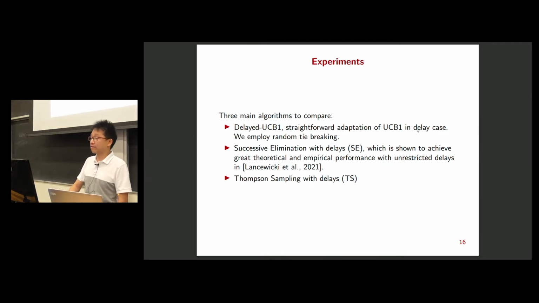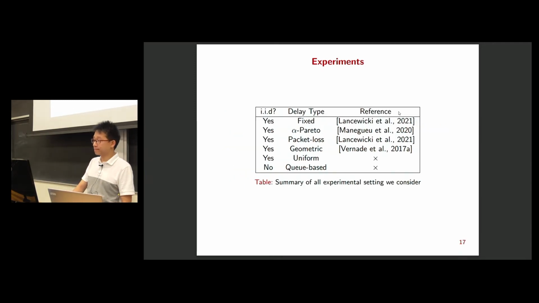The third algorithm we want to consider is Thompson sampling. There are six setups we want to consider. The motivation is that the first four were actually considered in previous papers under delays, and they have specific algorithms targeting these cases. So we want to replicate their setups and compare Thompson sampling with their proposed algorithms in those scenarios. We also additionally consider uniform delays. And the final one is non-IID delays, where your delay depends on the queue. I will introduce these queue-based delays later in this presentation.